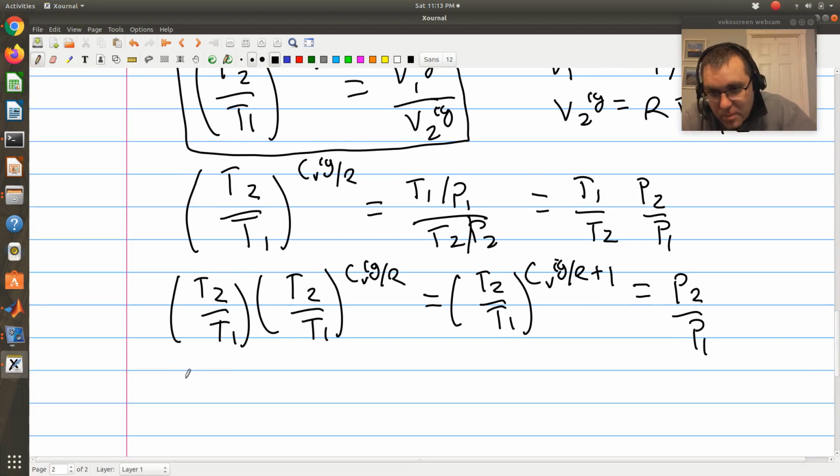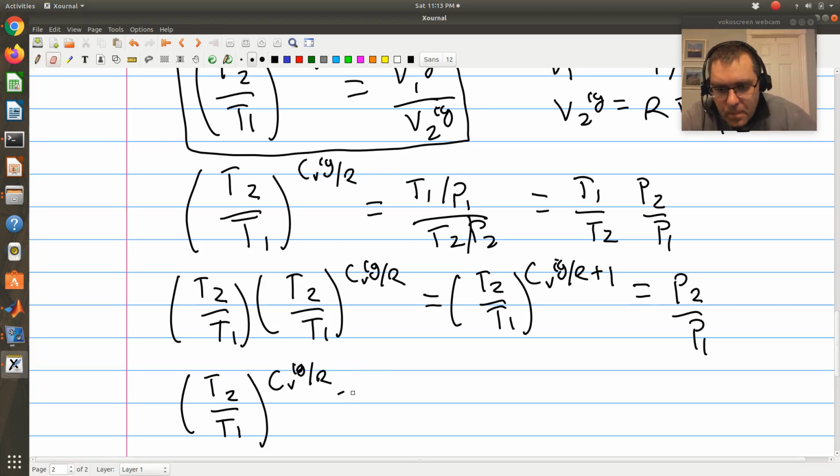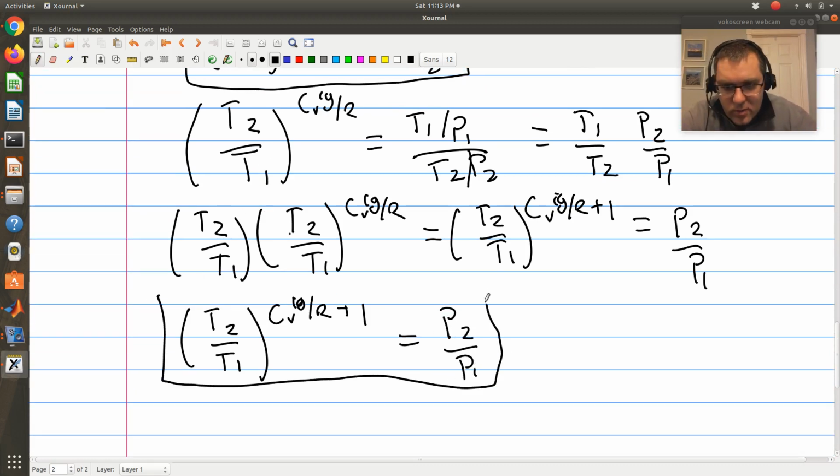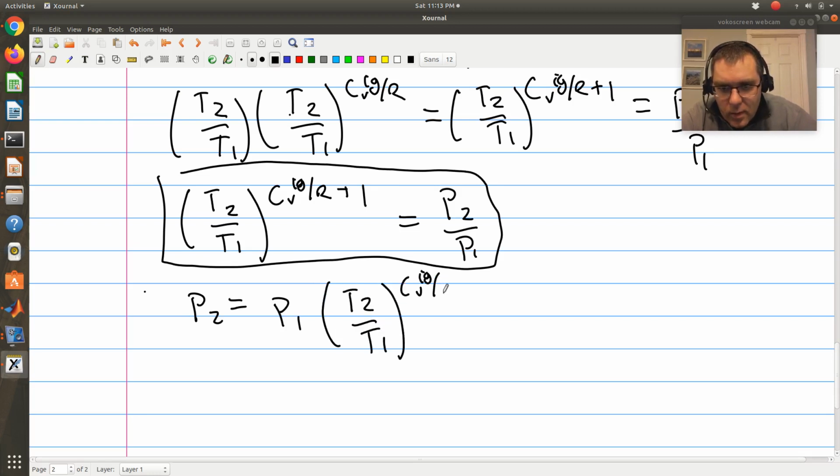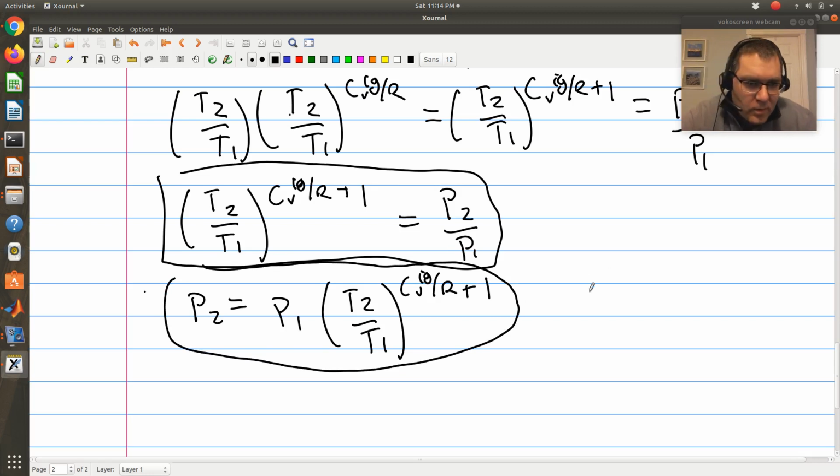So if I want to work in terms of pressure, I get T2 over T1 raised to the CVIG over R plus 1, and that's equal to P2 over P1. Phew. Alright, so if I needed P2 then, and I know T2 and T1, I can get that P2 is equal to P1 times T2 over T1 raised to the CV over R plus 1. So I can go ahead and calculate P2, and then once I have P2, I could get V2 is RT2 over P2.